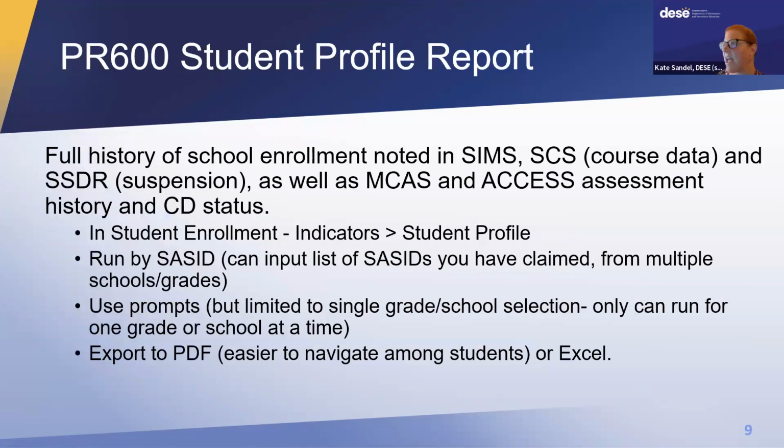All right, so next, the PR 600 report, this is the student history report we were just talking about. I've already showed you this prompt section. I normally start with a different report, but I decided to switch it up and see how it goes if I start with the PR 600 report.